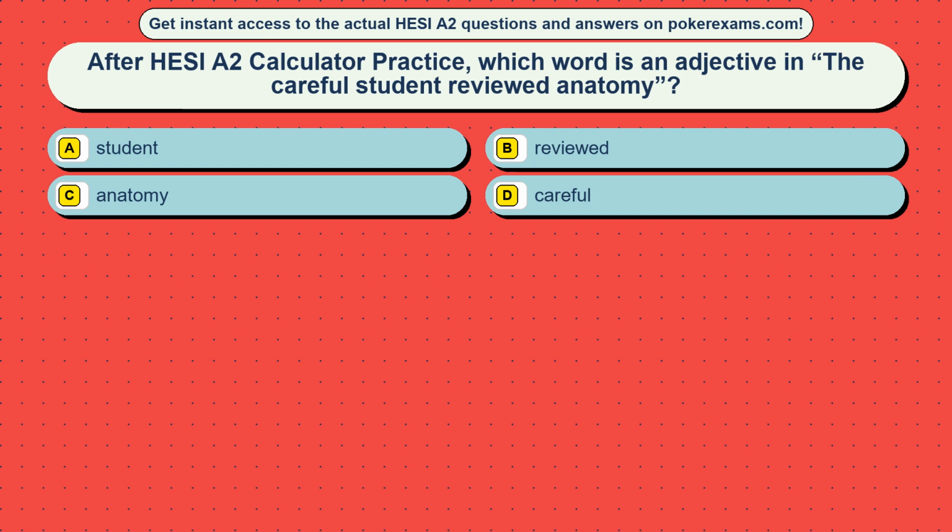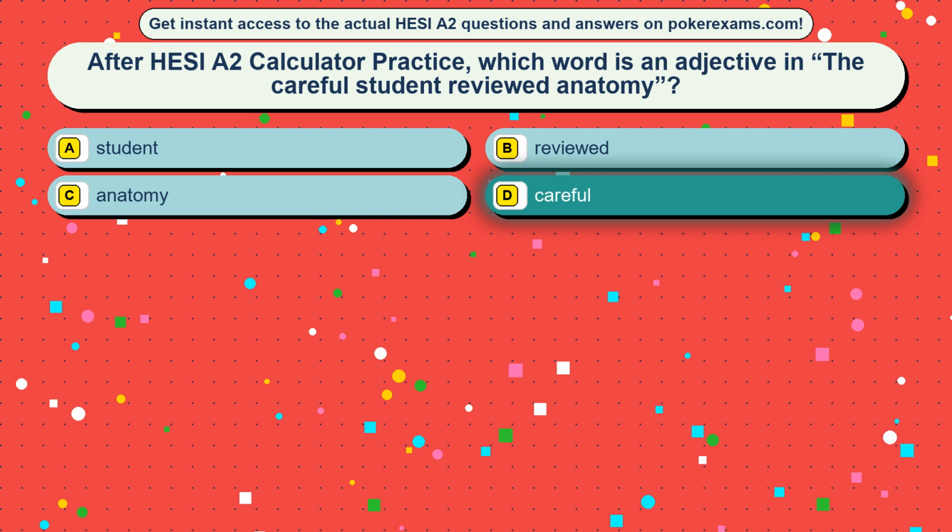Question 26. After HESI A2 Calculator Practice, which word is an adjective in the careful student reviewed anatomy? Option A, student. Option B, reviewed. Option C, anatomy. Option D, careful. The correct answer is option D, careful.